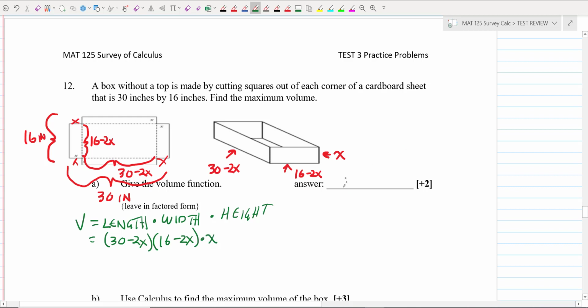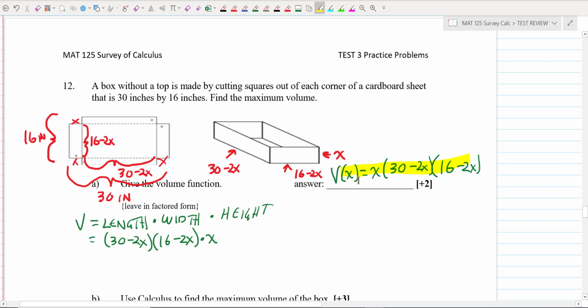Okay, now we can write the volume function. I said leave it in the factored form, so we'll just write the volume function like that. I'm going to put the x in front. It does not make any difference which order these things are in. So that would be your volume function then.